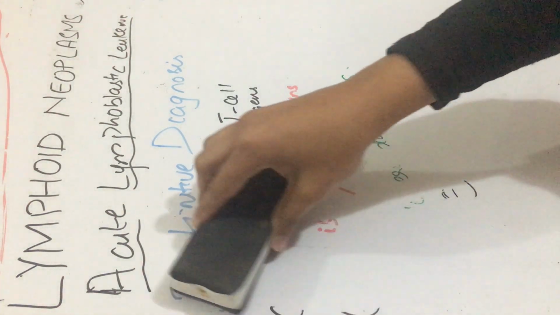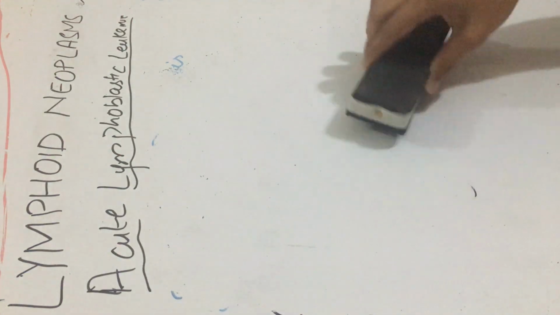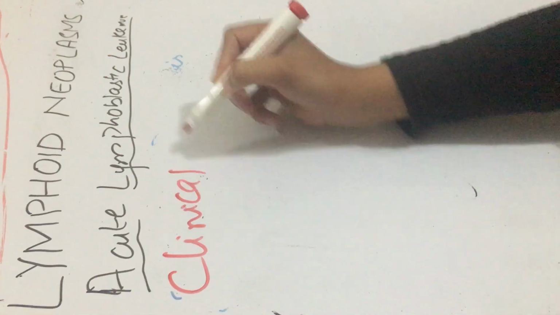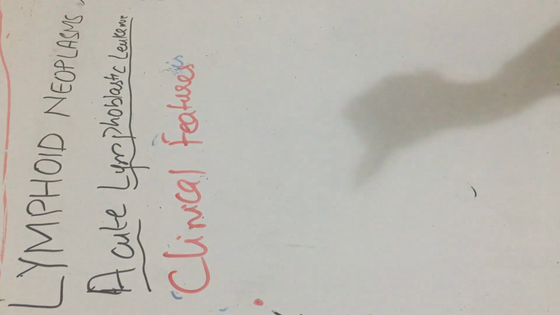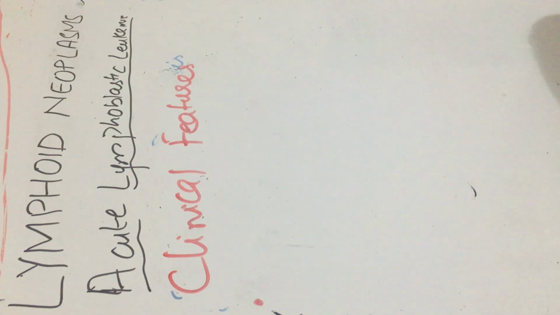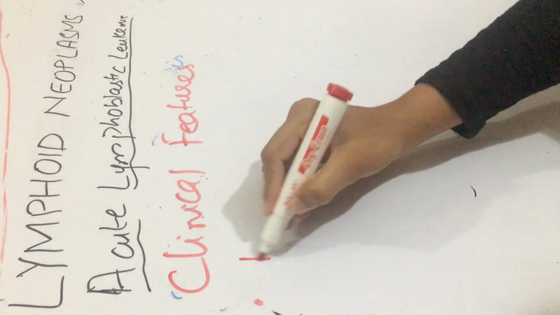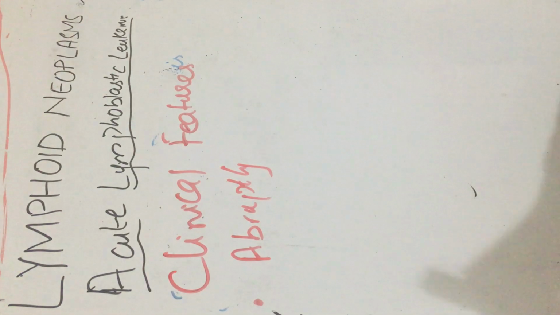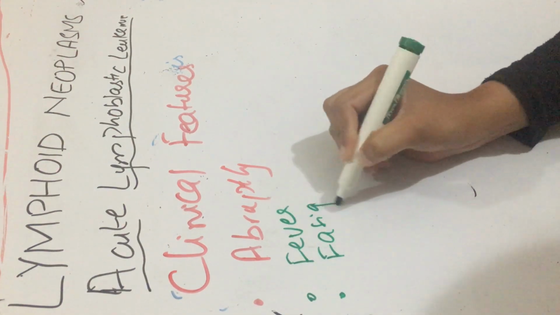Now we discuss the clinical features of acute lymphoblastic leukemia, how the patients present. First, their symptoms appear abruptly, not a gradual onset. They appear suddenly, an abrupt onset, just like a storm. And second, what are those symptoms? Mainly fever. They would have fever, fatigue, and bleeding.